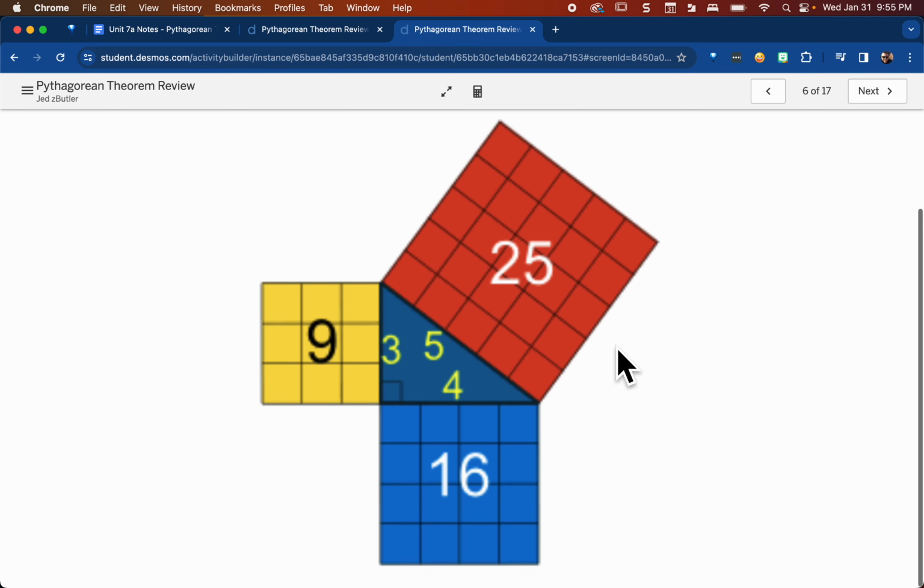So essentially we have this idea that these 3 squares have a relationship. The 9 and the 16 add up to the 25.